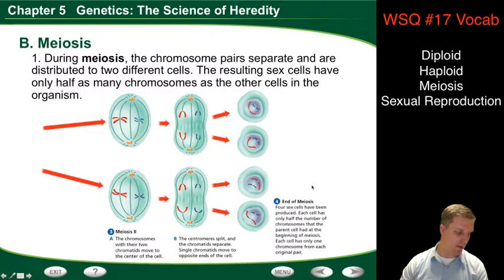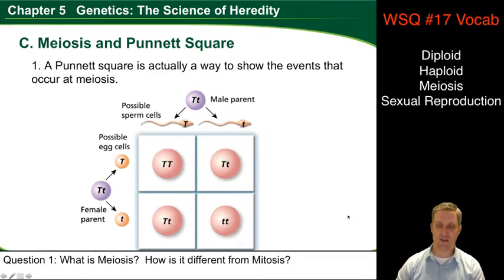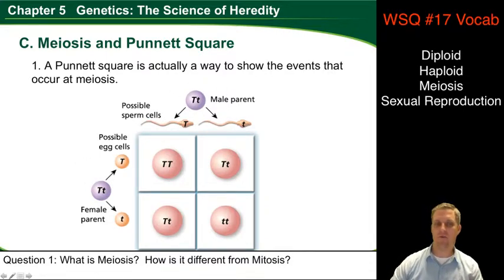So that is meiosis. We can understand meiosis through a Punnett square, and this is one way. It's actually a way to show what happens during meiosis. Now remember, with Punnett squares, we've put the male parent's information on top, and this is represented by what would be the sperm cells. Those are the male cells that are the sex cells or gametes. And then on the female parent, we've represented the possible egg cells.